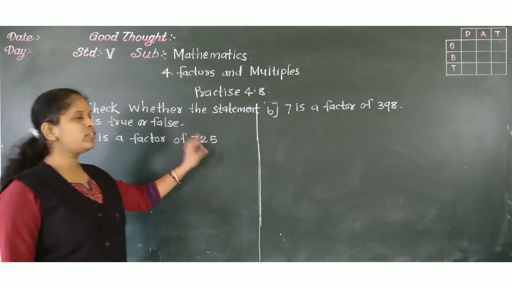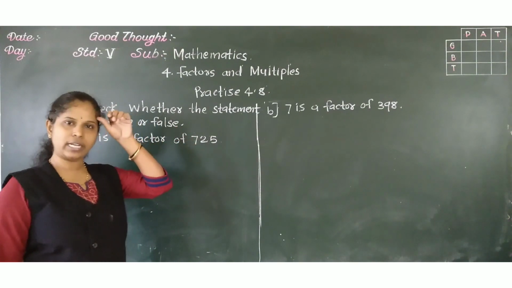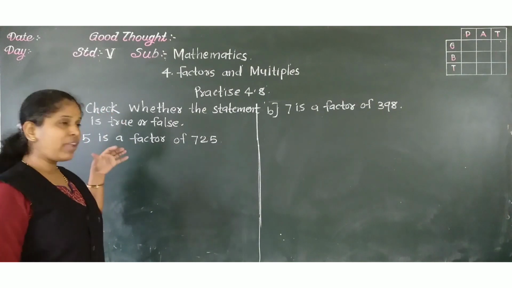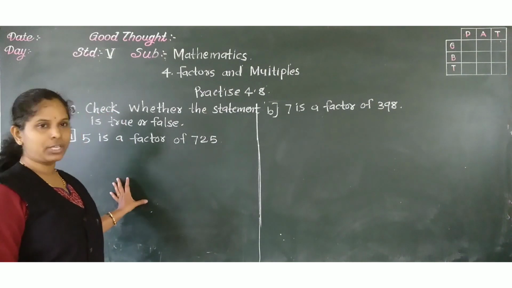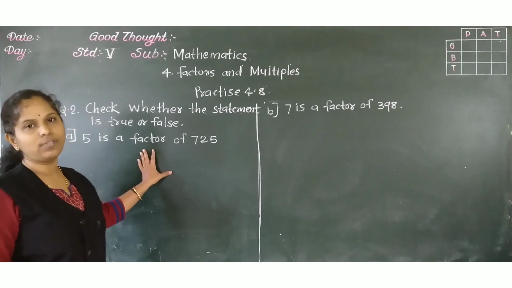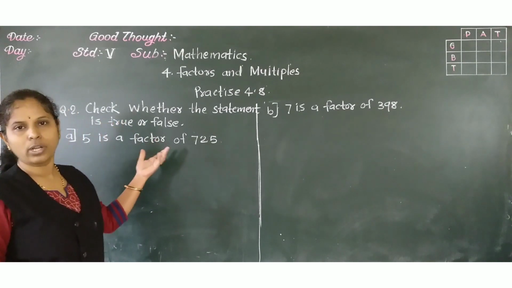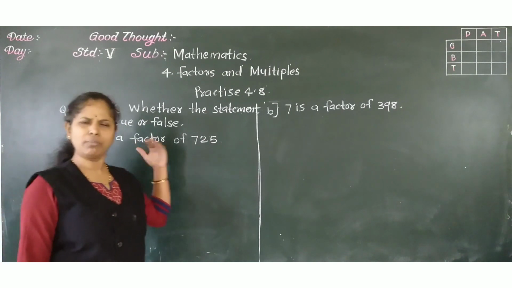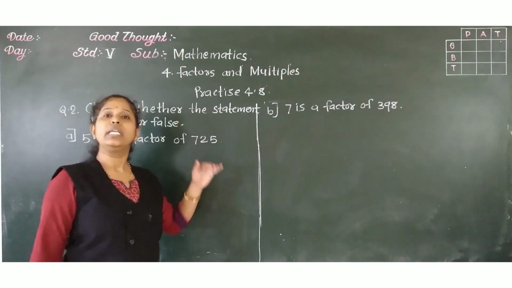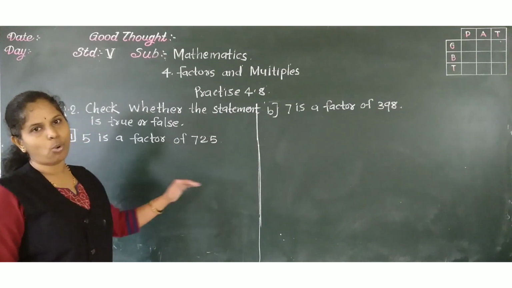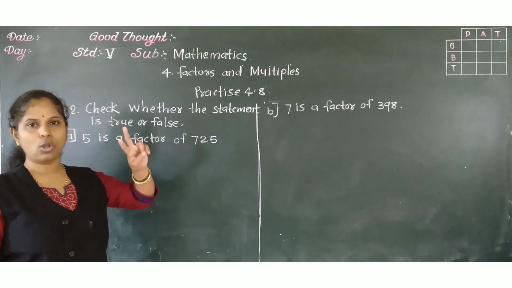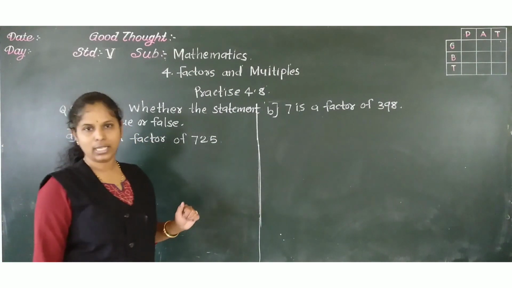Question number 2 is check whether the statement is true or false. 5 is a factor of 725. This is the statement. And we have to see by actual division whether 5 is a factor of 725 or not. If yes, then true. If not, then false. Like question number 1, but here instead of yes or no, we have to write true or false. Here also I will solve only one and you will have to solve the remaining.